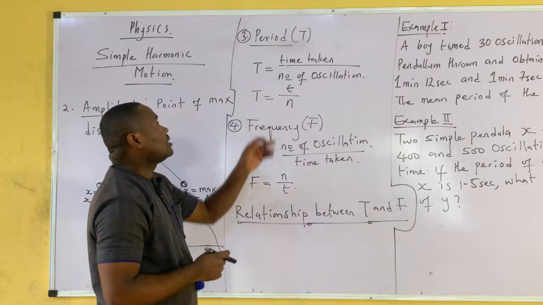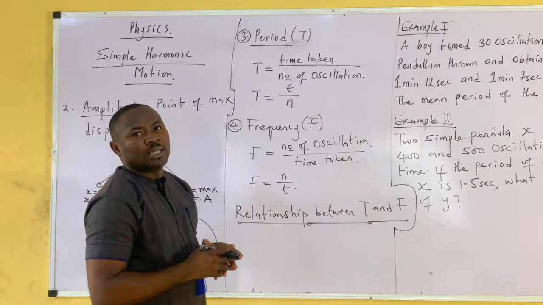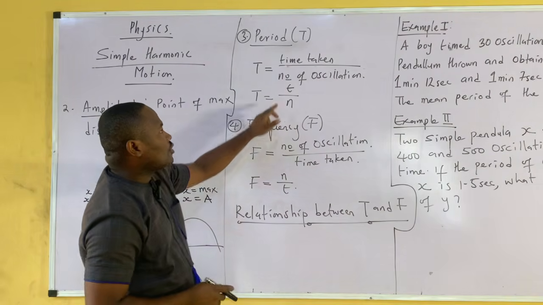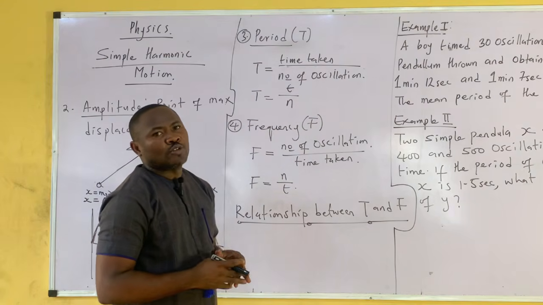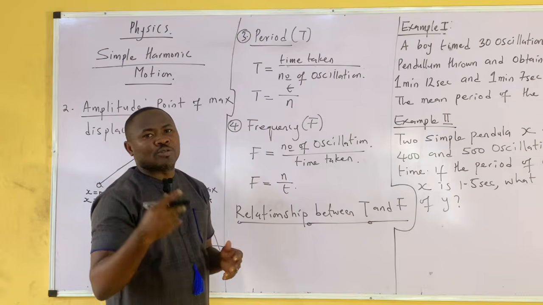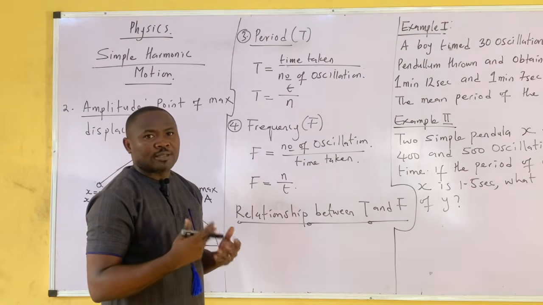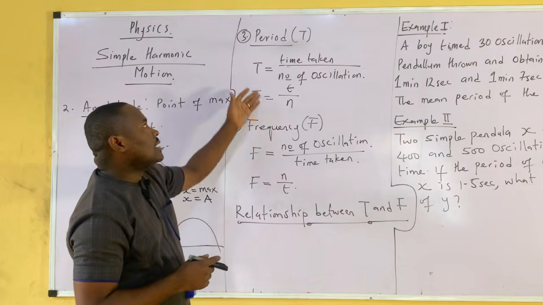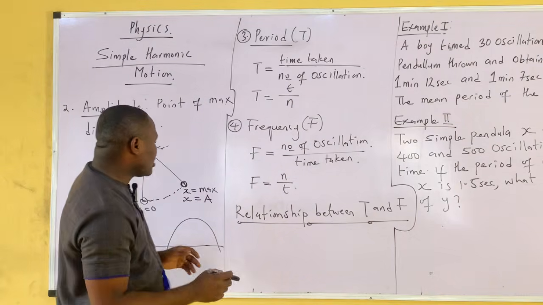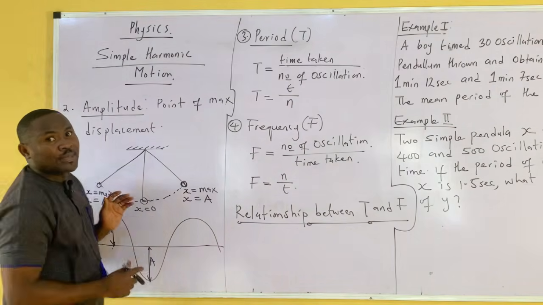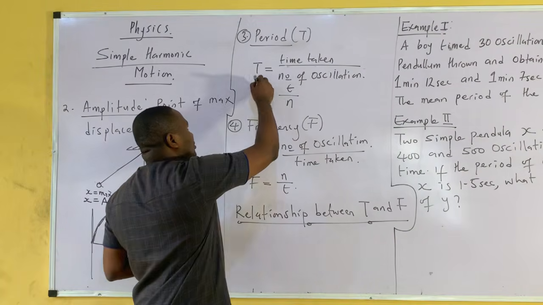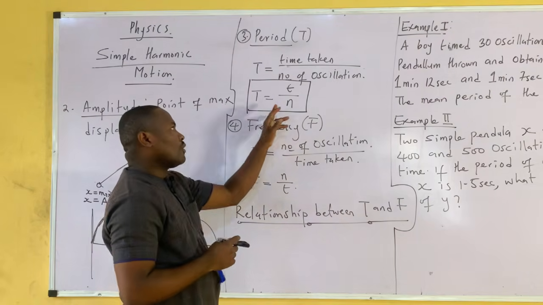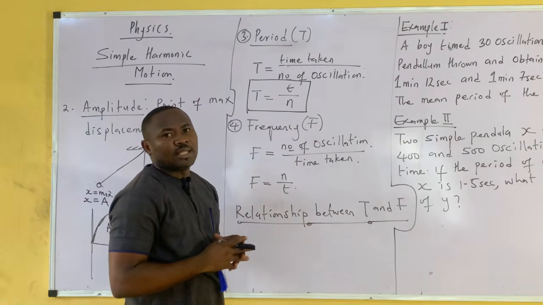Now we have another one, which is period. Period is big letter T, and we said the period is the time taken over the number of oscillations. The time taken to complete an oscillation is called the period. I reiterate again, the time taken to complete an oscillation is called the period. The SI unit for period is seconds, but the SI unit for amplitude is meters. Now, what is the formula for period? Period equals time taken over number of oscillations. So N indicates the number of oscillations.